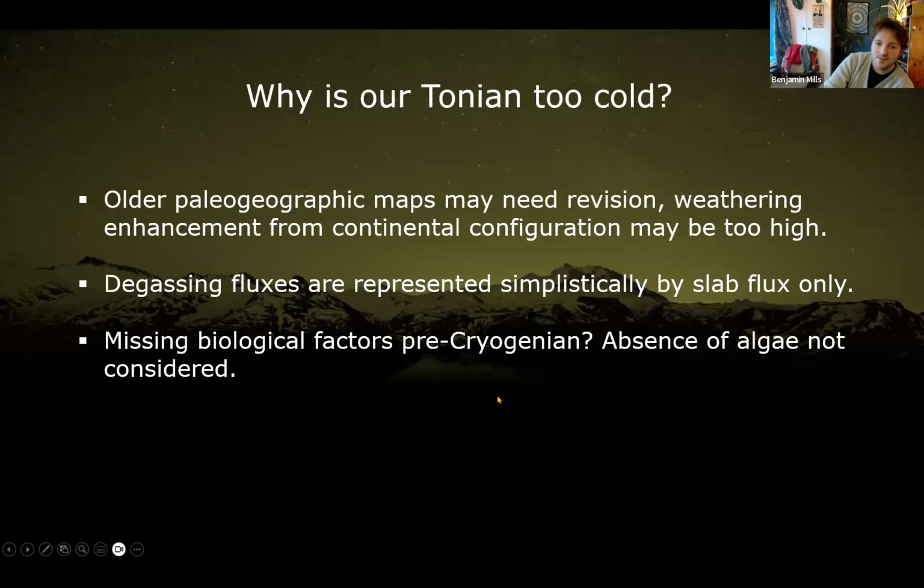So why is the Tonian too cold? This is probably the worst part of the model. There are various reasons why this could be. Our paleogeographic maps we're using are currently older ones. Also, our climate model runs are currently from an older climate model, FOAM, the Fast Ocean Atmosphere Model. The weathering enhancement from these configurations may just be too high. It may be that if we use a modern paleogeographic configuration and a modern climate model, we might find we don't do as much silicate weathering and the climate is warmer.